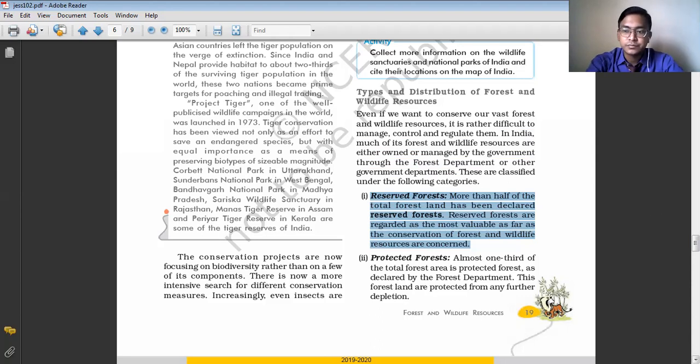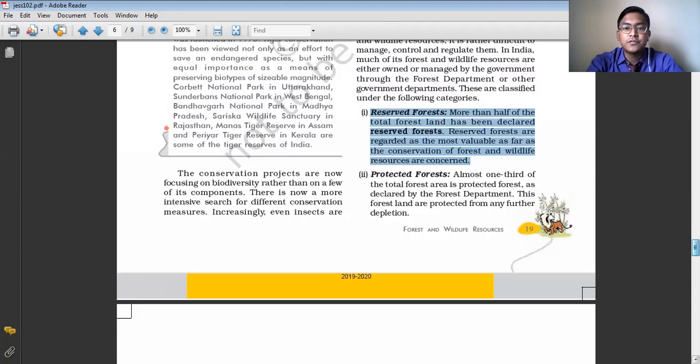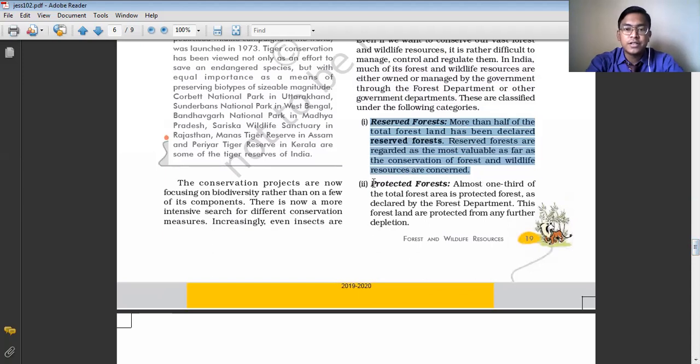The next is the protected forest. About 1/3 of the total forest area is protected as declared by the forest department, and these forest lands are protected from any further depletion. So the protected forests are around 1/3, that is around 33% of the total forest area of our country, categorized as protected forest.